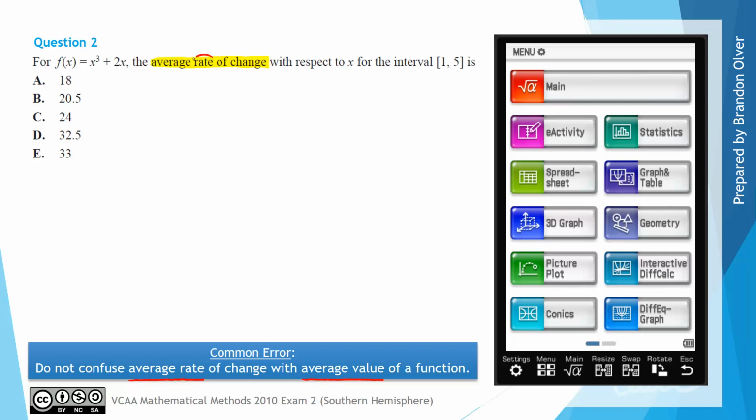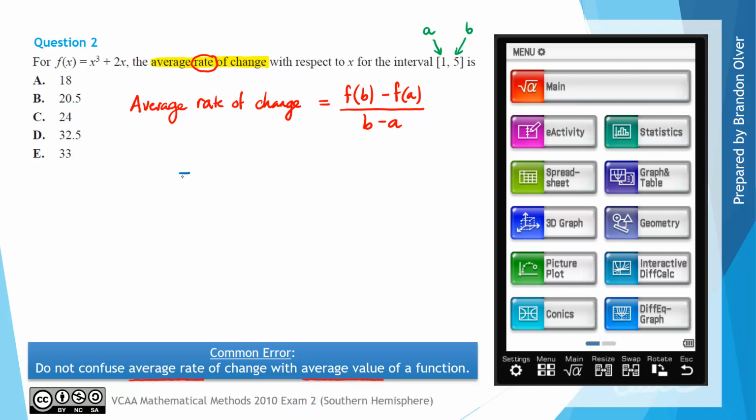We know that the average rate of change has a formula, and that is equal to f of b subtract f of a, divided by b subtract a, which is really just a gradient calculation, y2 take y1 over x2 take x1, where we might consider x equals 1 to be the value of a and x equals 5 to be the value of b. So for this question, we'd calculate the average rate of change as f of the upper, which is f of 5 or f of b, subtract f of a, the lower, which is f of 1, divided by b take a, which is 5 subtract 1.